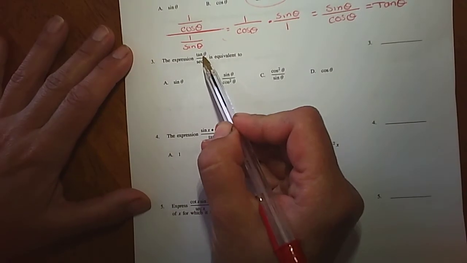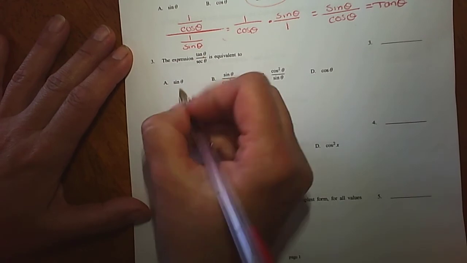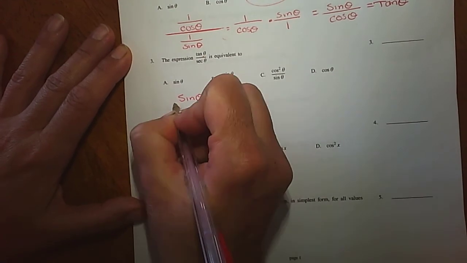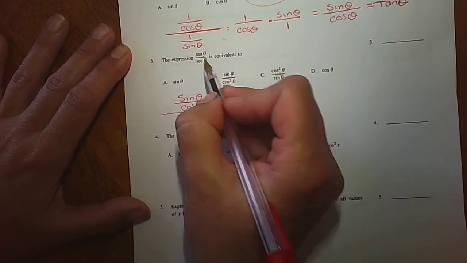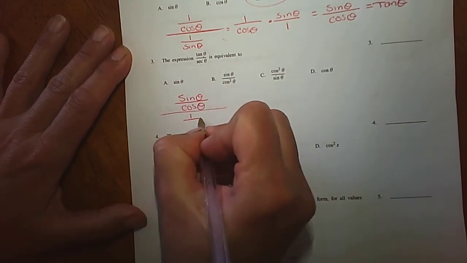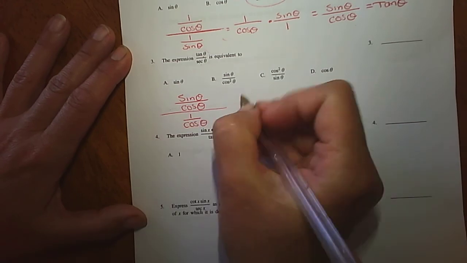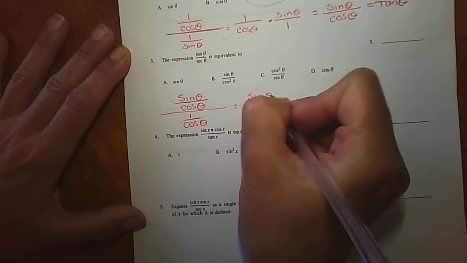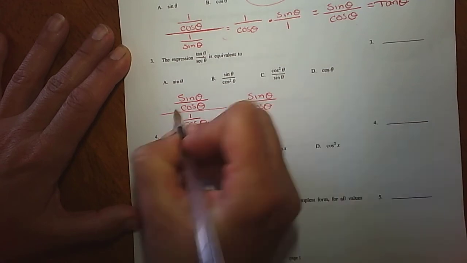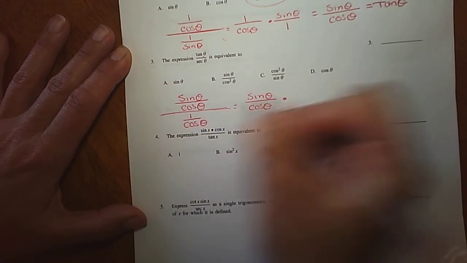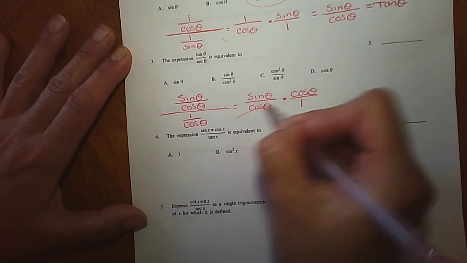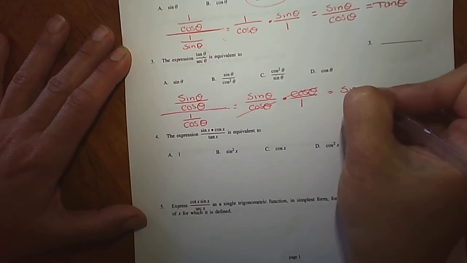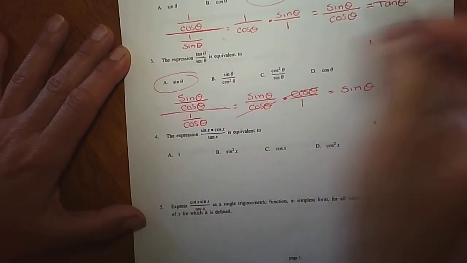All right, number 3. It's tangent on top of secant. Tangent is sine over cosine, that's the top, big fraction bar. And now secant is 1 over cos. And once again, I'm going to do keep the top fraction, fraction bar becomes a times, flip over your denominator. Now this time, the cosines will cancel, leaving me with just sine. So that was choice A.